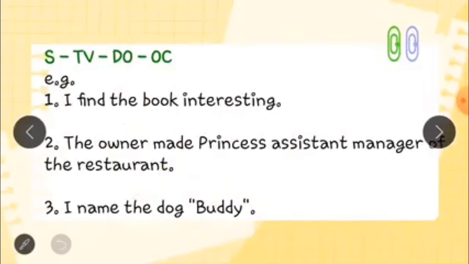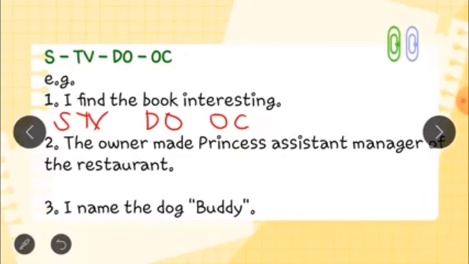Let's see the examples. I find the book interesting. I, subject. Find, transitive verb. Book, direct object. Interesting describes the direct object book. Therefore, it is object complement.